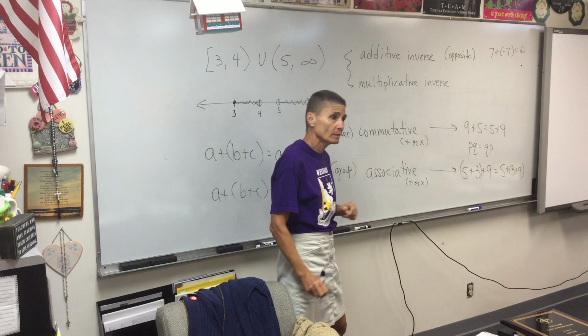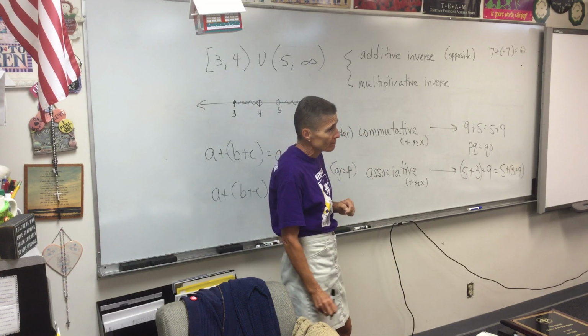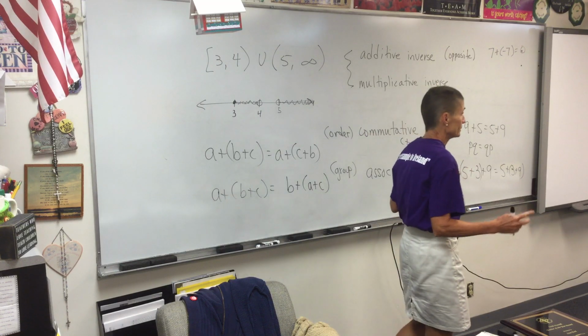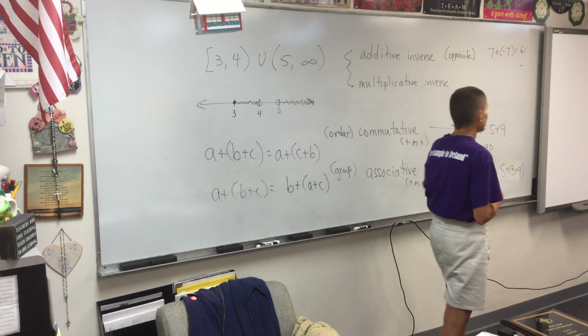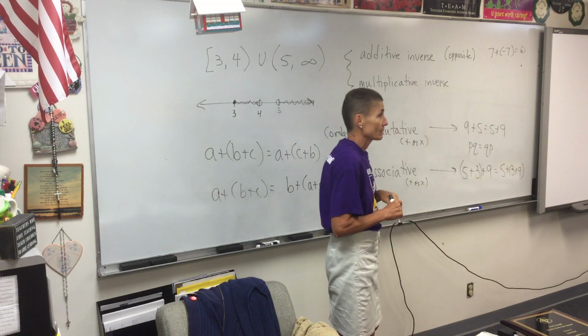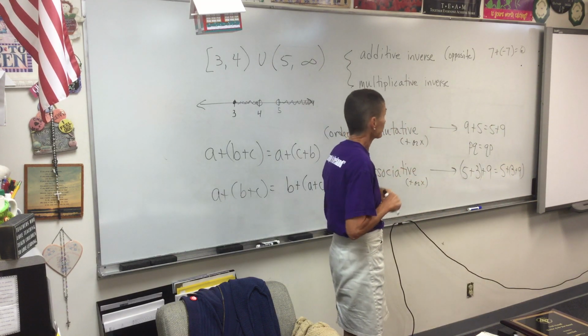Inverses cancel each other out. That's what inverses do. They undo each other. So a positive 7 is undone by a negative 7. They switch. Okay?